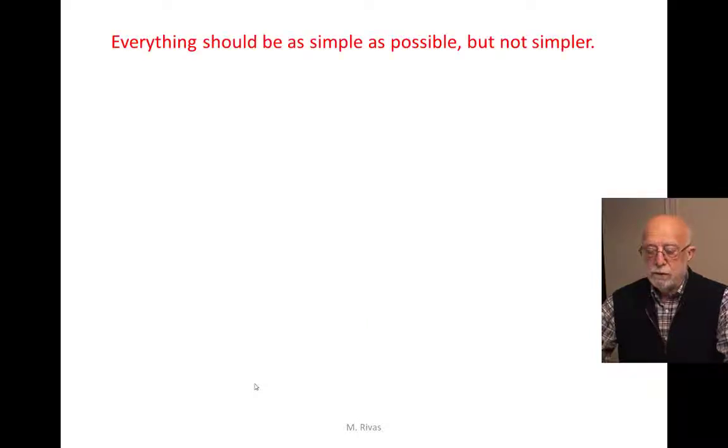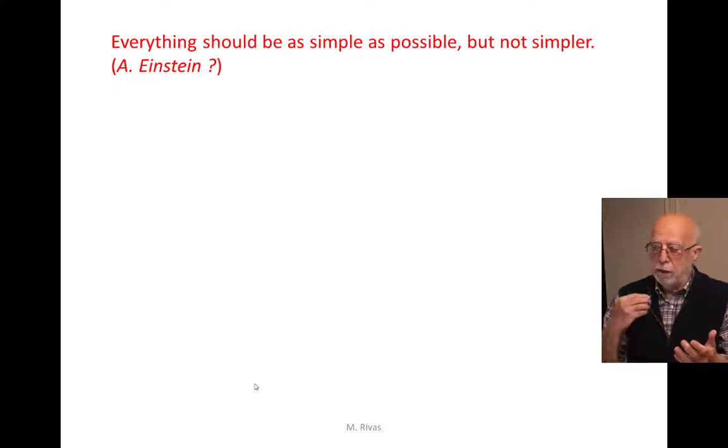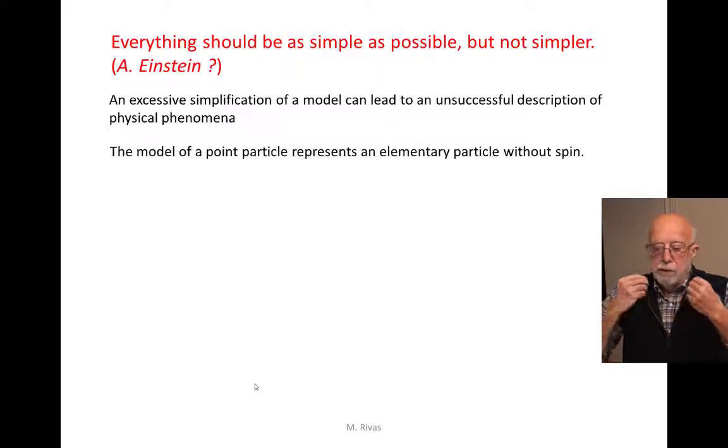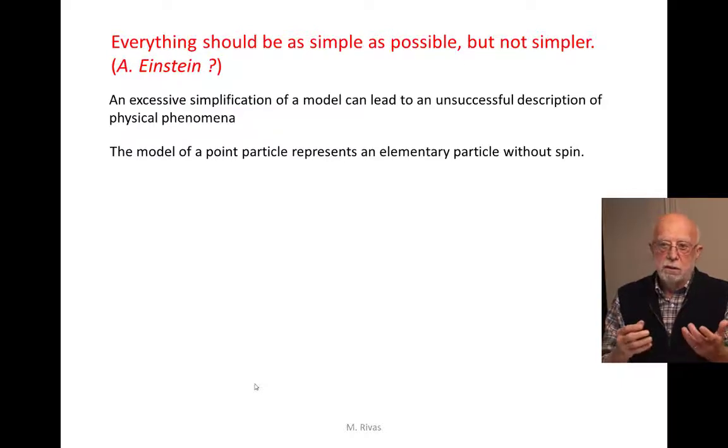Now, one of the other sentences attributed to Albert Einstein is this: everything should be as simple as possible, but not simpler. So if we have a model of a spinning electron and suppress the spin of the electron, we get simpler models like the point particle system. For instance, the point particle represents an elementary particle without spin. So thorough simplification will lead to unsuccessful description of physical phenomena because we are suppressing an important mechanical property of the electron.